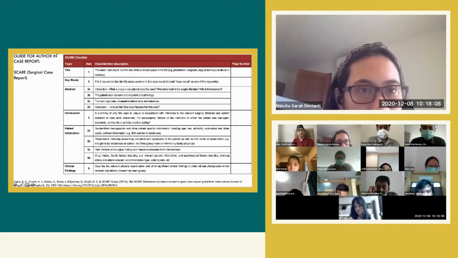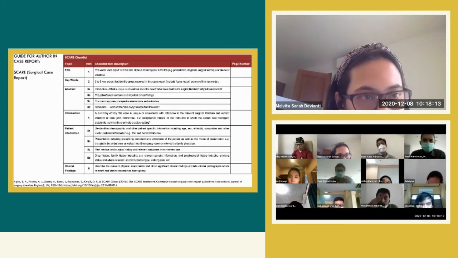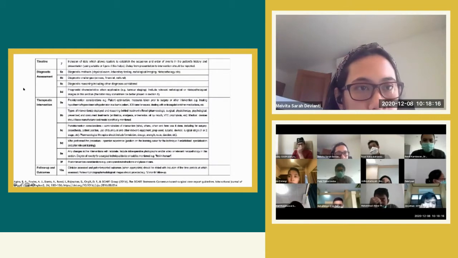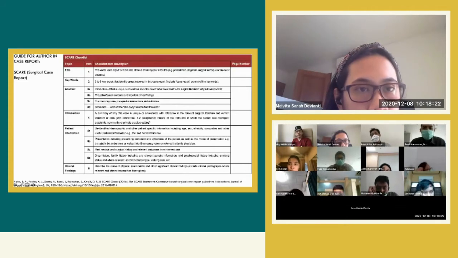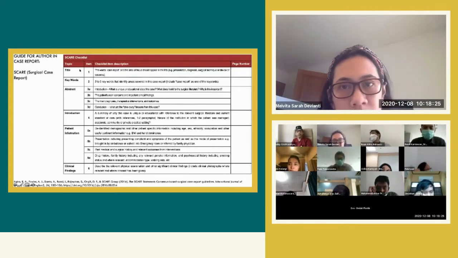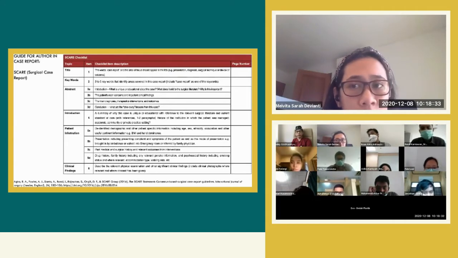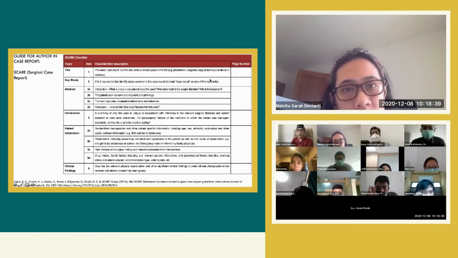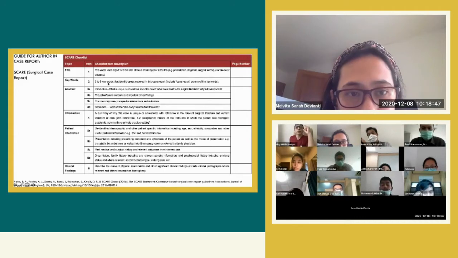So these are the SCARE guidelines to write the case report, particularly in surgical cases. The first thing is about the title. The area of the clinical question that we want to know should appear in the title, whether it is the diagnosis that we want to know, the presentation of uncommon cases, the surgical techniques, or the device. And then we should also put the keywords here. 3 to 6 keywords is enough.